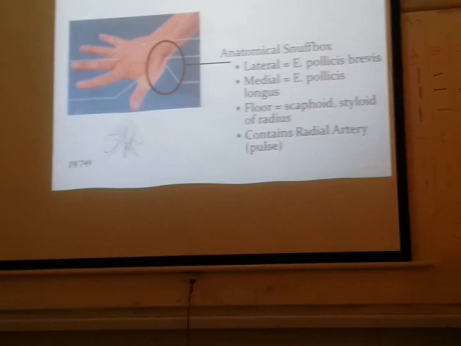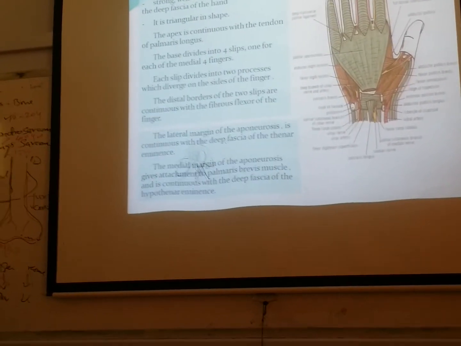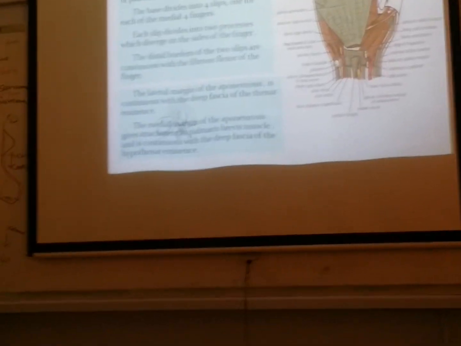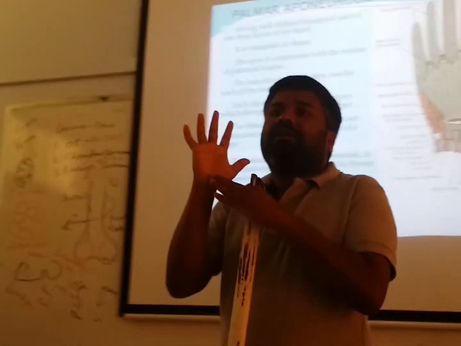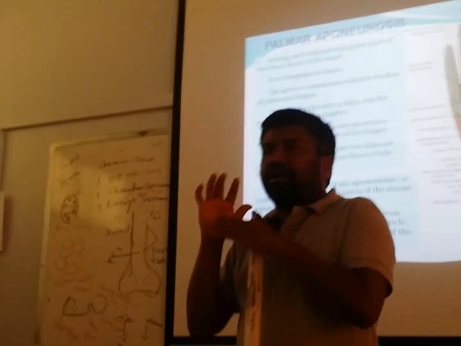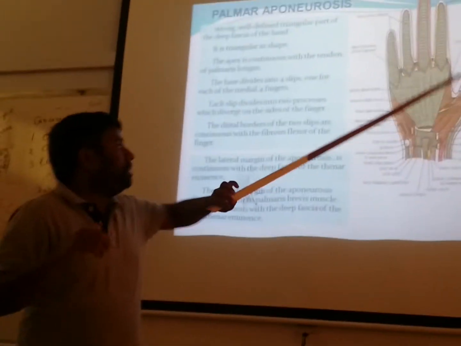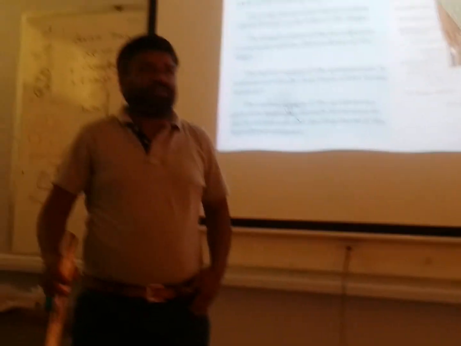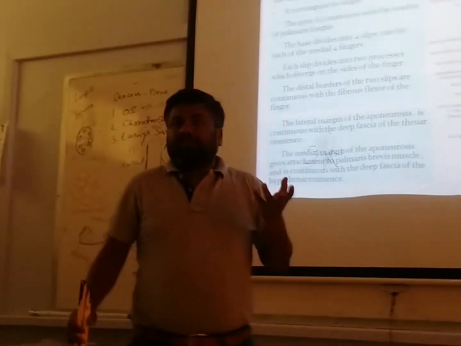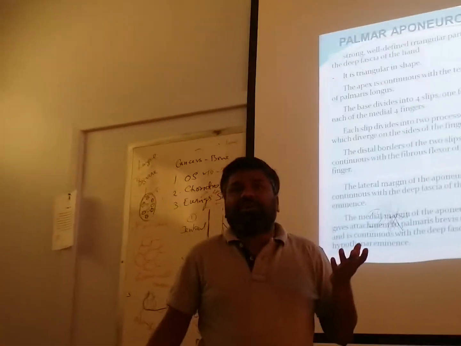Am I clear? So next, to come to the palmar aspect, you cut the skin and reflect it. What do you find? Next to the skin, in the palm, is the palmar aponeurosis. What is that? Palmar aponeurosis. We already told you the meaning of aponeurosis.